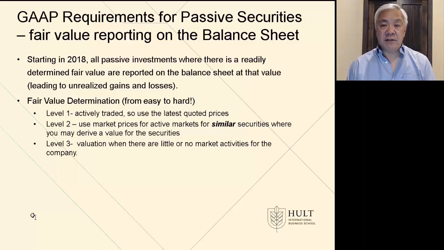It's not precise because it's not our security, but it's deemed to be close enough. And level 3, if we don't have either the conditions of 1 or 2, we need to value to the extent we can, even though there's no market activity and no market valuation. So we do our best estimate available for this level 3.